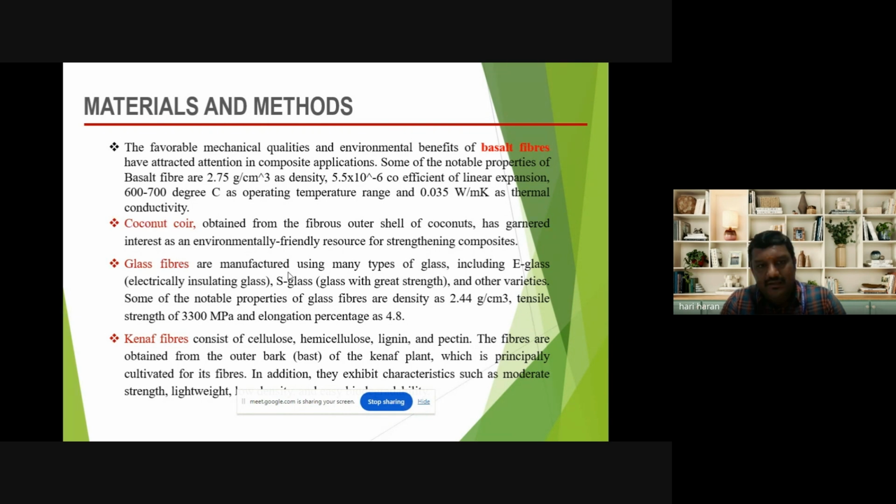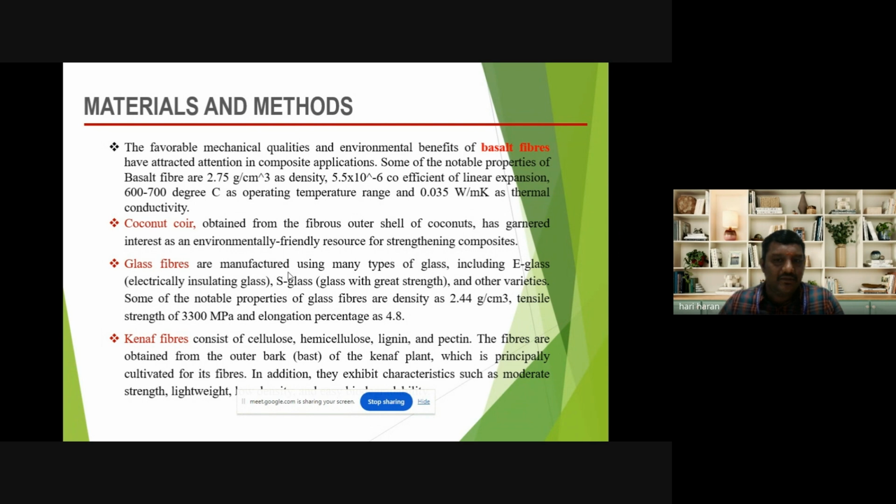And in the market, we can readily get glass fibers, and there are E-type glasses and S-type glasses available. Some of the notable parameters related to the glass fibers are density as 2.44 gram per centimeter cube, with a tensile strength of 3,300 megapascal, and elongation percentage is 4.8. And for the fabrication of natural fibers, I also took canap fiber, which consists of cellulose, hemicellulose, lignin and pectin in its orientation. Then the fibers are obtained from the outer bark of the canap plant.